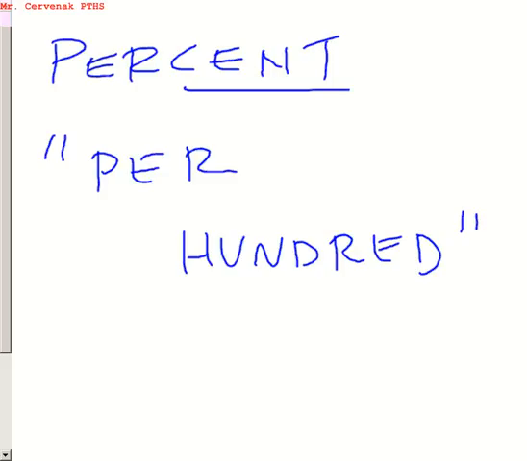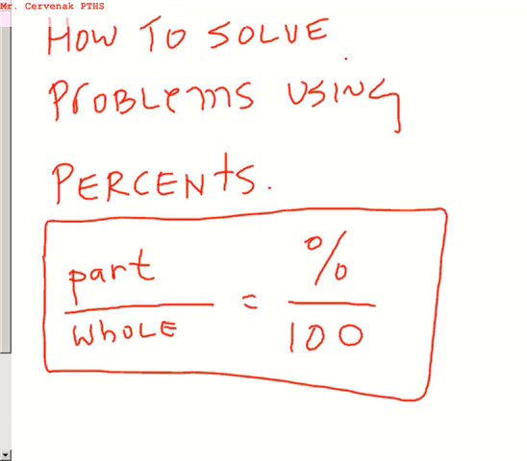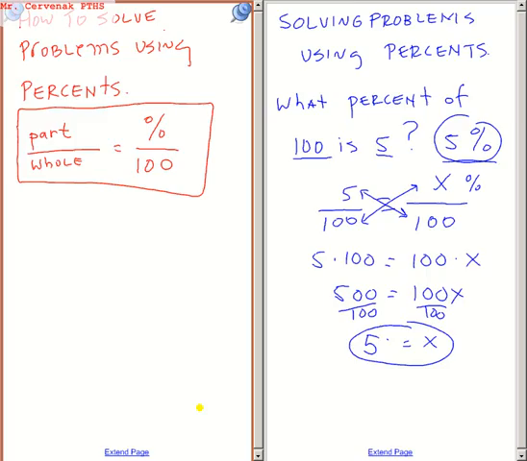Today we're studying percents. Percents means per 100. Here you will find an important formula we will use to solve percent problems. We can set up all percent problems as a ratio of part over whole equals percent over 100. In order to solve problems using percents, we use the ratio from the previous page.